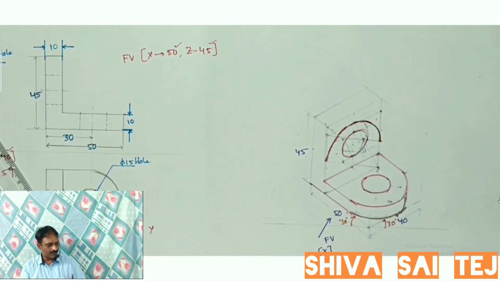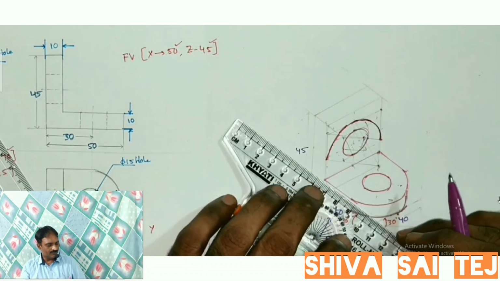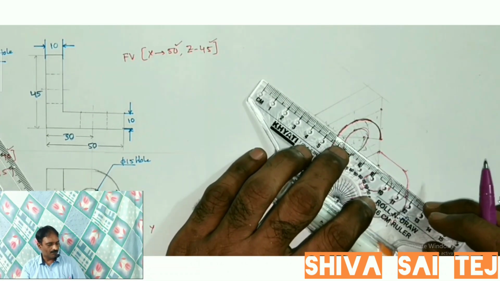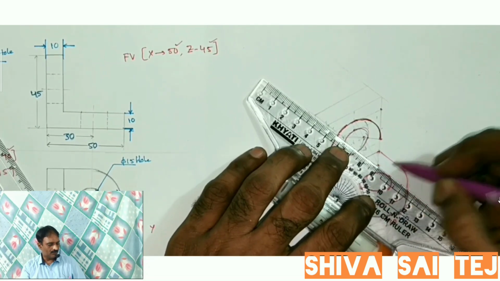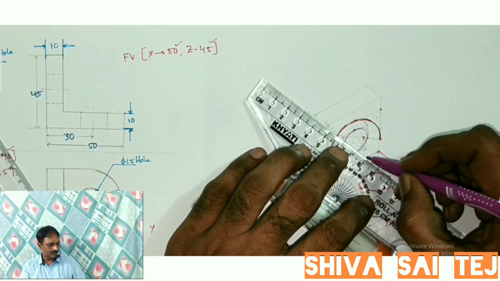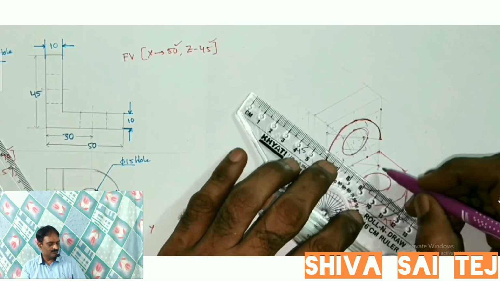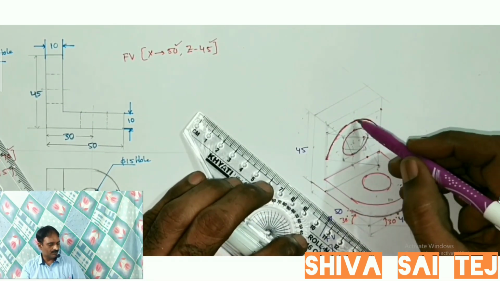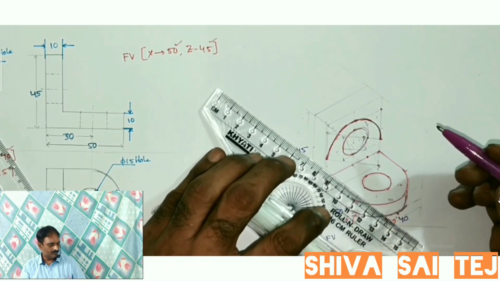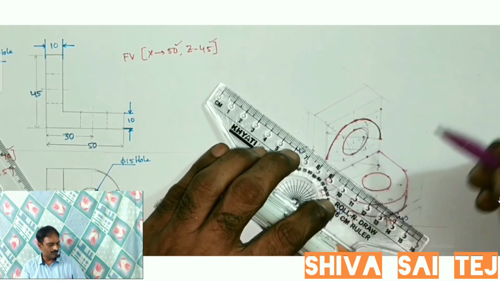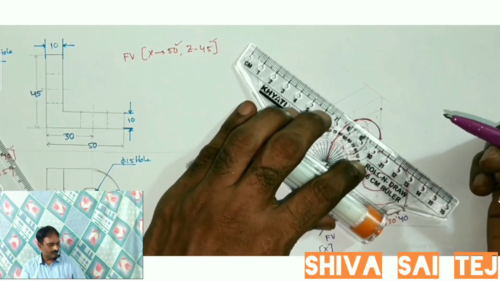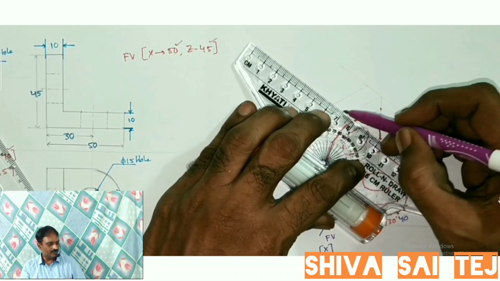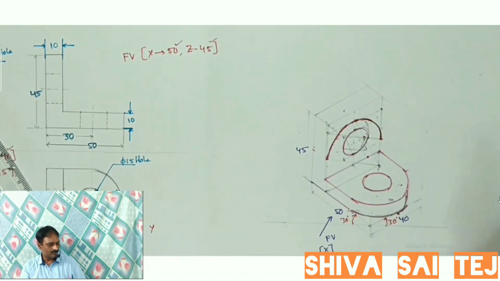Next, again locate the 3 points for this portion. Similarly, these 3 points also will be along x direction. That is point number 1. Similarly, that point and the third point. So once we locate these 3 points, complete the arc.